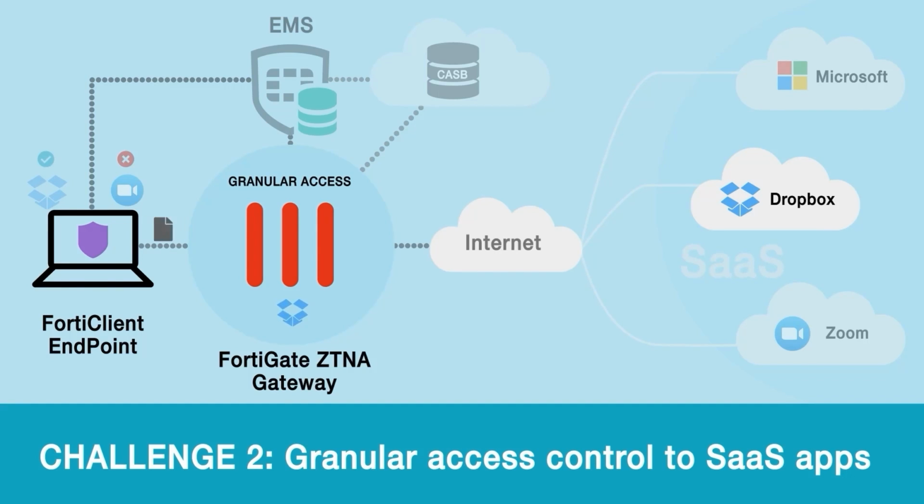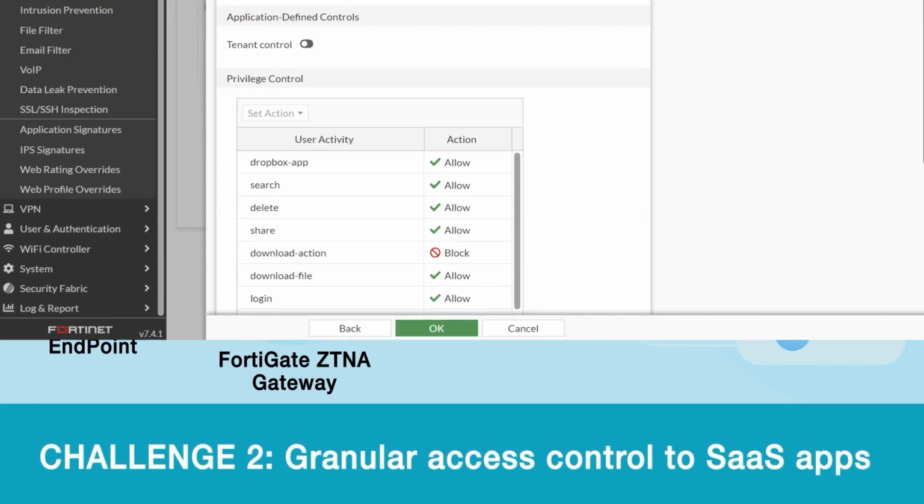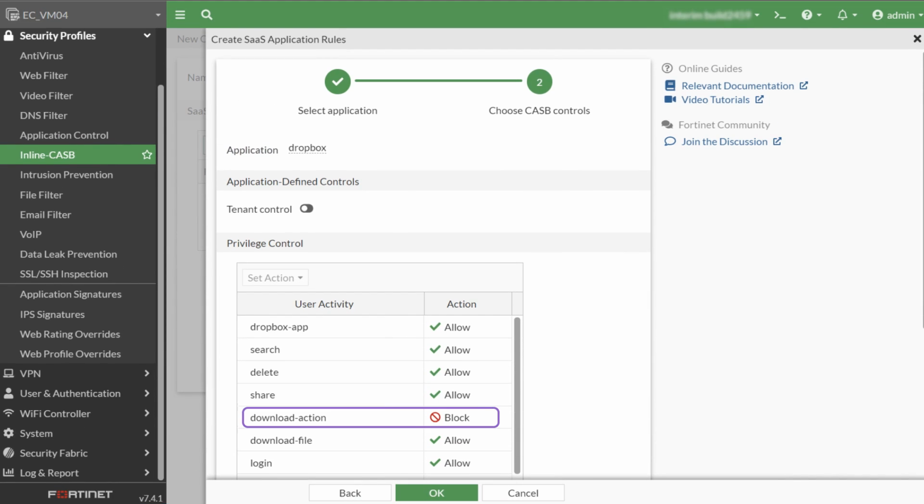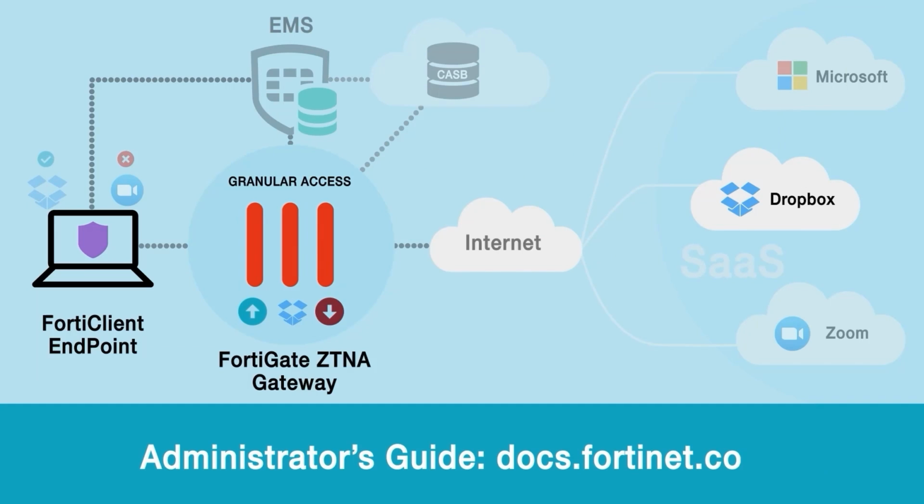As part of CASB, the ZTNA gateway can also provide granular SaaS application access control. For example, a user may only be allowed to upload content to Dropbox. In this case, if a policy blocks file downloads, then all attempts to download content from the Dropbox by the user will be blocked. For the full inline CASB configuration detail, please refer to the administration guide.